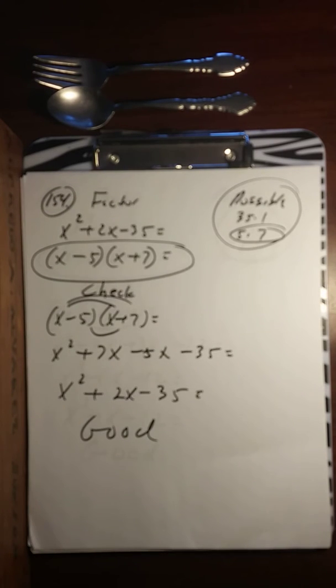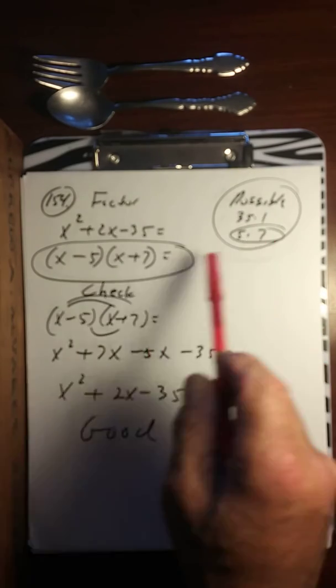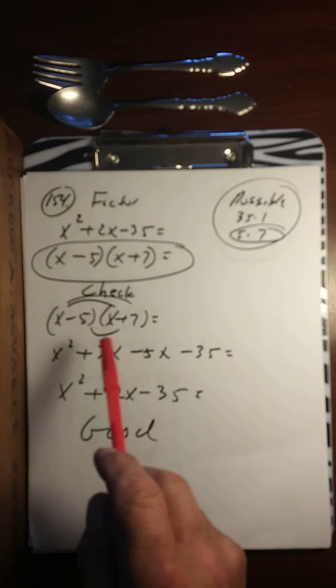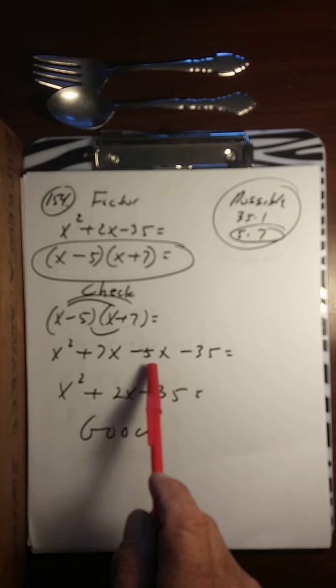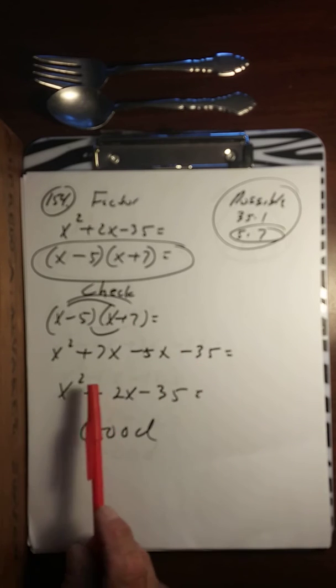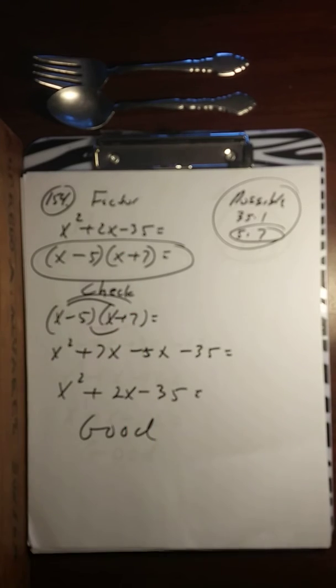All right, next one. Factor x squared plus 2x minus 35. So possible numbers, I'm going to say 5, 7. -5, +7. Check it. That times that is x squared. That times that is 7x. That times that is -5x. That one and that one's -35. So x squared plus 2x minus 35. Yes, it's correct.